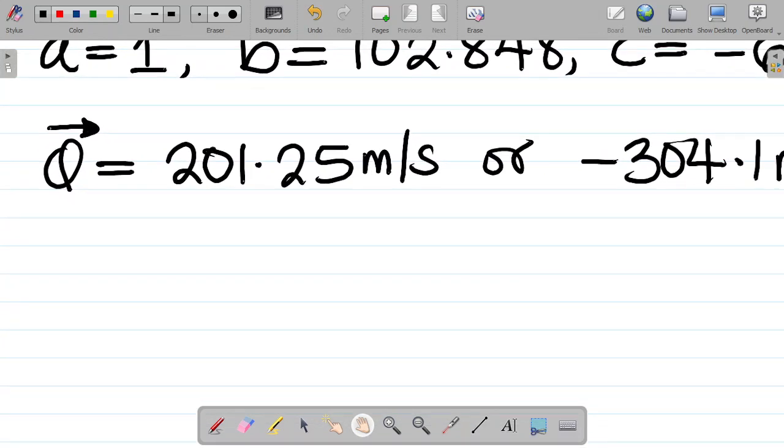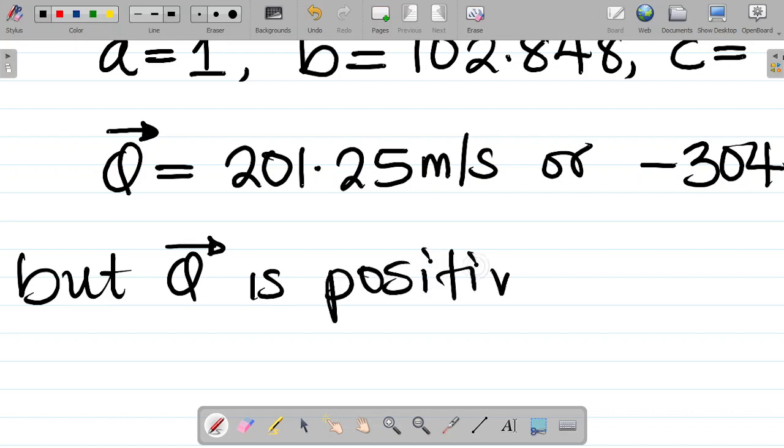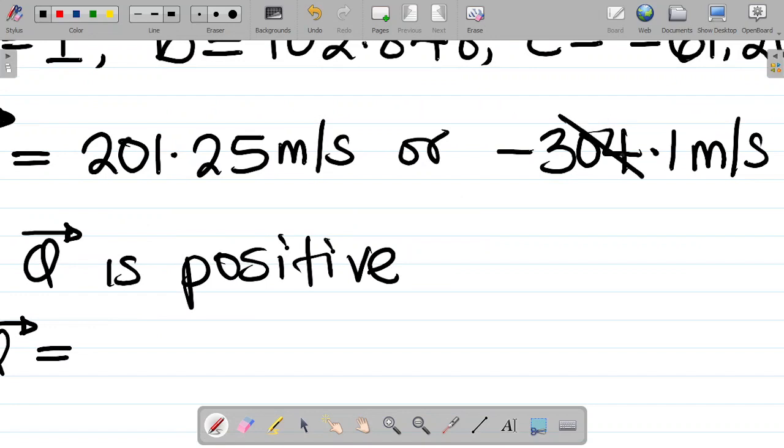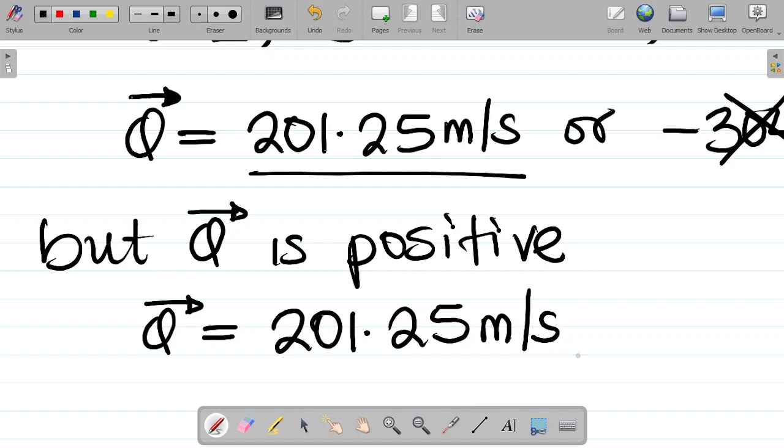Of course, we expect that Q would be a positive value. The vector Q should be positive. R was a positive value with magnitude 260 meter per second, and P was a positive value with magnitude 8 meter per second. Q should also be positive. That means if I have one negative and one positive, Q would be the positive value. So my negative is 304, I'll leave that out and take the positive value, which becomes 201.25 meters per second. So this now becomes the value of Q, and we've got the value of Q.